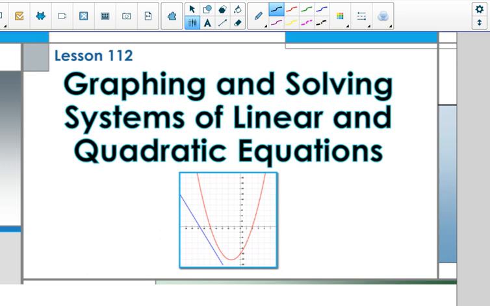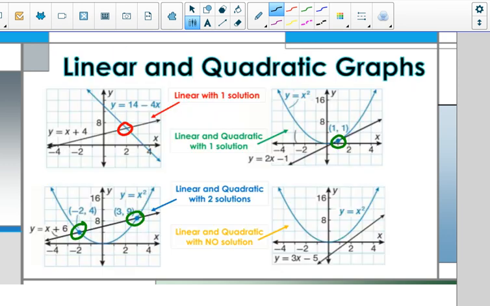Hi everyone, lesson 112, graphing and solving systems of linear and quadratic equations. In some of the examples you're going to see both linear and quadratic graphs on the same coordinate plane. When you do that, they're going to ask you to find the solution, which means where do the lines cross? So in the first example, linear with one solution.